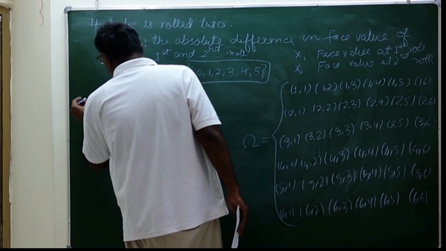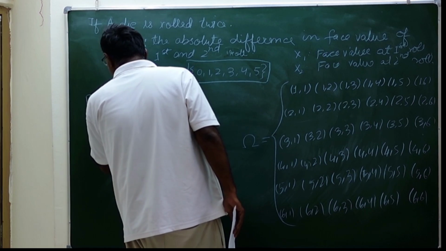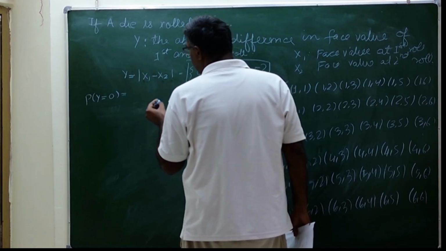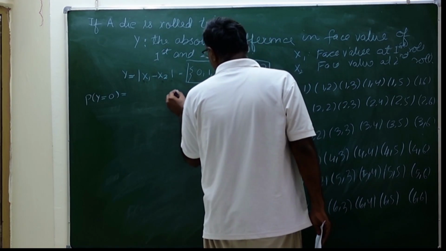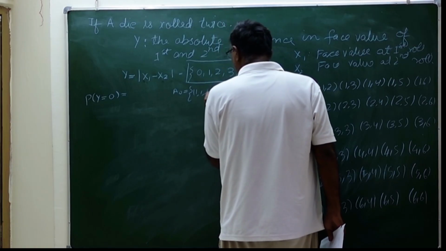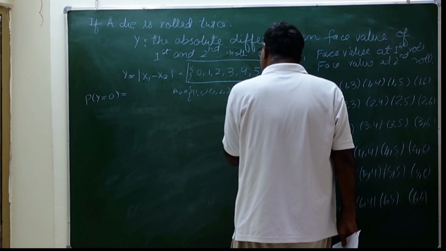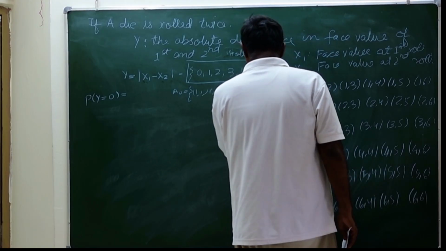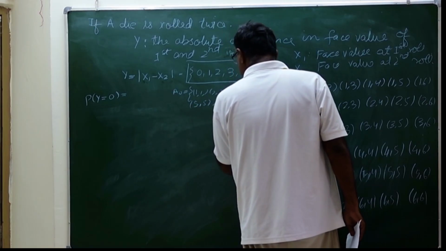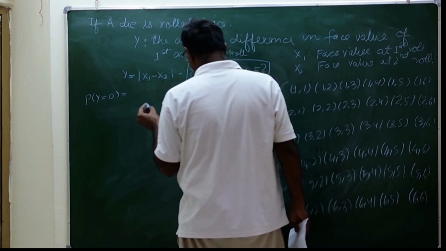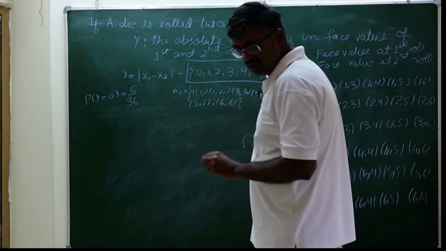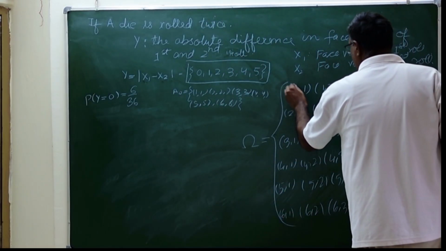So what will be the probability of Y equal to 0? In this case x1 and x2 should be equal, so we get 1 1, 2 2, 3 3, 4 4, 5 5 and 6 6. So here we get only 6 out of 36 cases. So these points are gone.